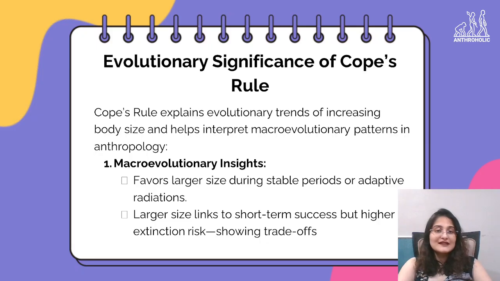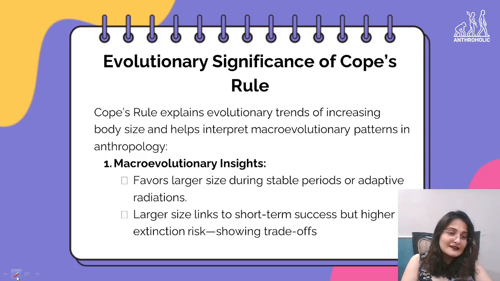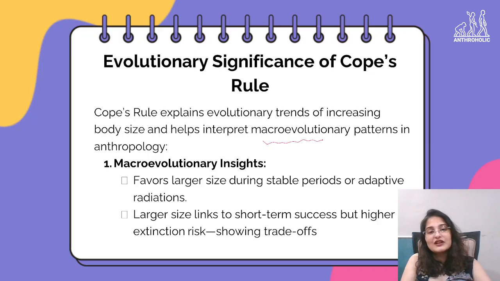Now, the evolutionary significance of this rule. This rule explains the evolutionary trend of increasing body size, and it helps to interpret macroevolutionary patterns. The macroevolutionary insight is that it favors larger size during stable periods where adaptive radiations are happening. Where more adaptation is happening, when the environment is in a stable period, at that time larger animals are in the favorable part of the evolution process.